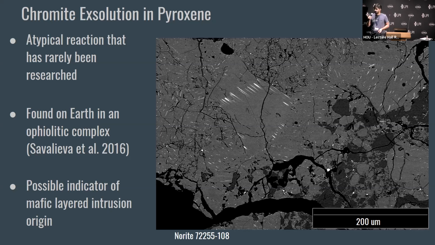We also found this in a troctolite, and try to follow me here: there's clinopyroxene in the troctolite that has orthopyroxene lamellae, and the orthopyroxene lamellae in this clinopyroxene also have this chromite exsolution. So it seems to be an annealing process that is going on in multiple rocks.